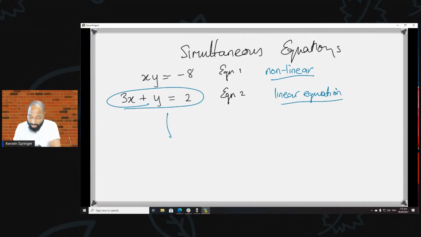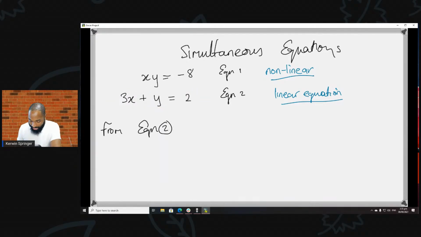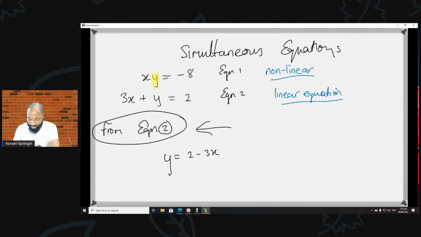Let me show you. From equation 2, I could deduce that y is equal to 2 minus 3x. Tell me in the chat if you see how I got that. I just bring across the 3x. So y is equal to 2 minus 3x. And now I want to take that 2 minus 3x and put it in place of the y here. So how do you write that? And you must write these things. Practice, people. Practice.